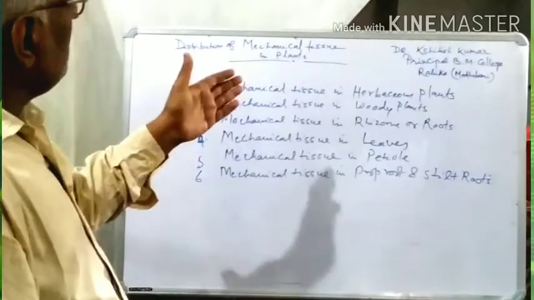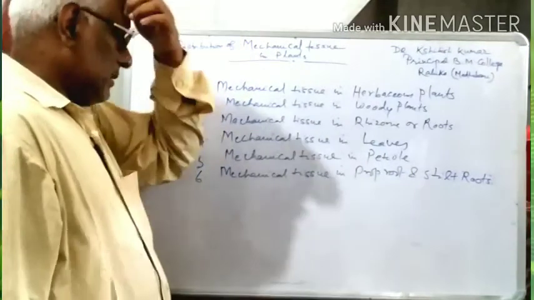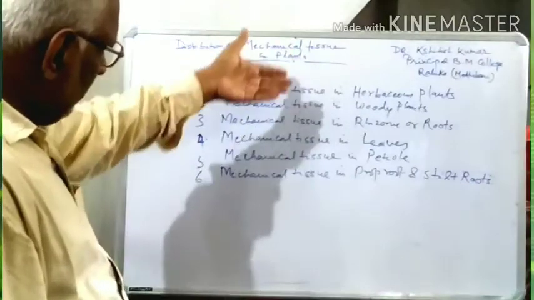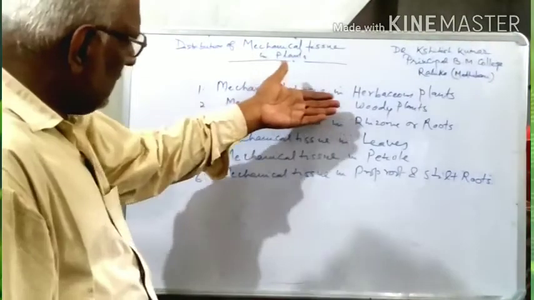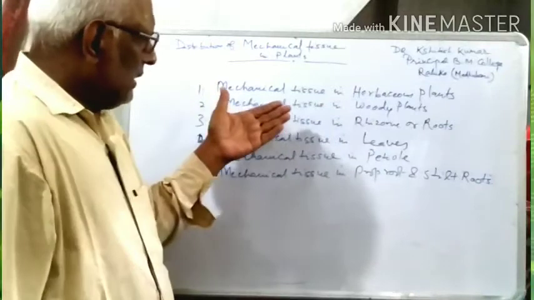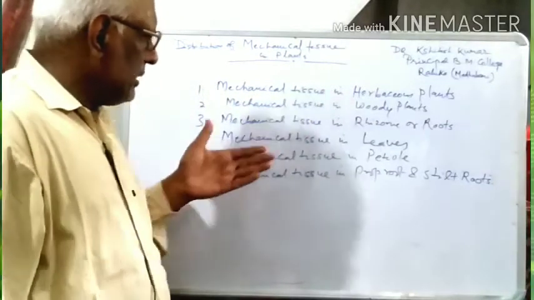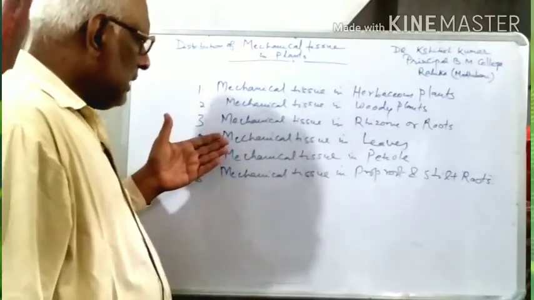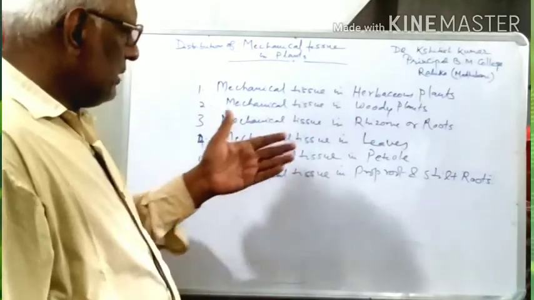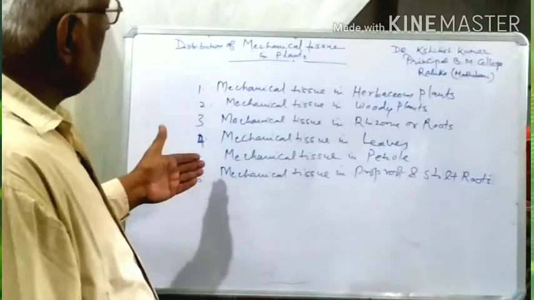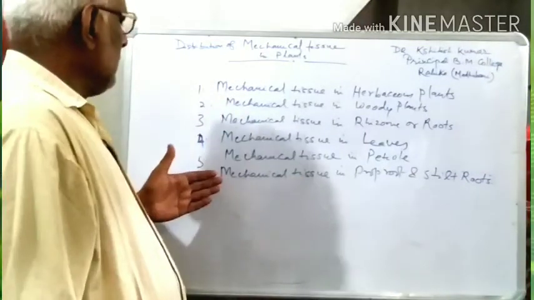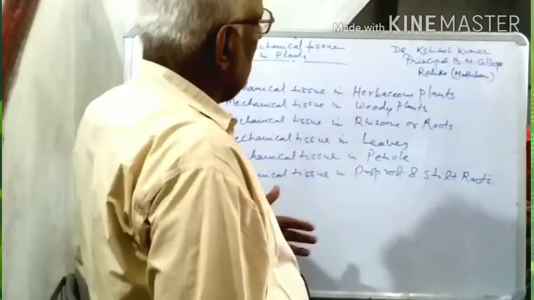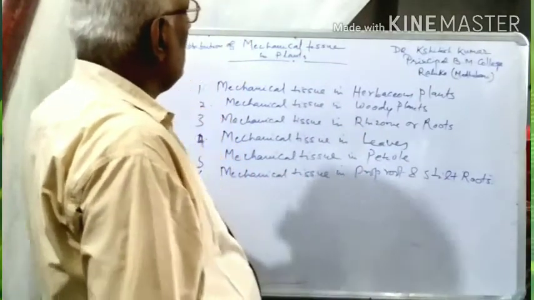We shall discuss one by one the distribution of mechanical tissue under different headings. The first is the mechanical tissue in herbaceous plants. The second is mechanical tissue in woody plants. The third is the mechanical tissue in rhizome or root. The fourth is the mechanical tissue in leaves. The fifth is the mechanical tissue in petiole, and the sixth is the mechanical tissue in prop roots and stilt roots.